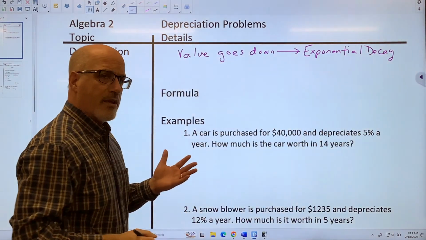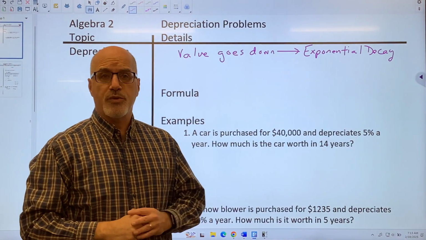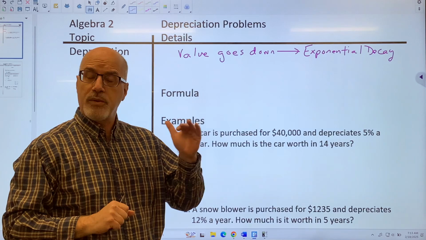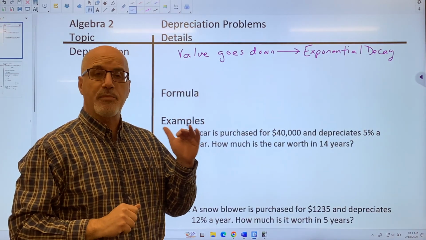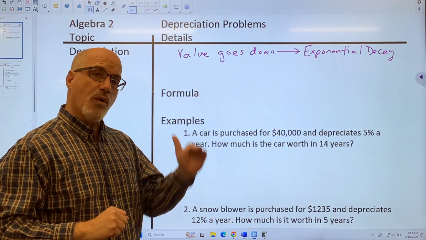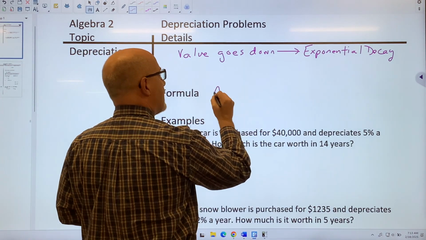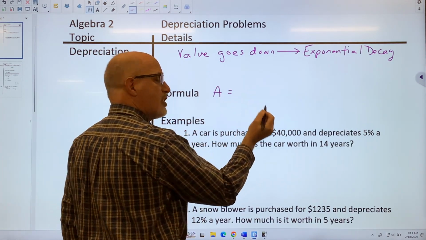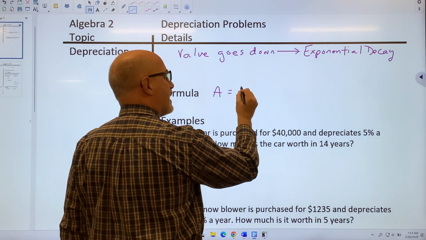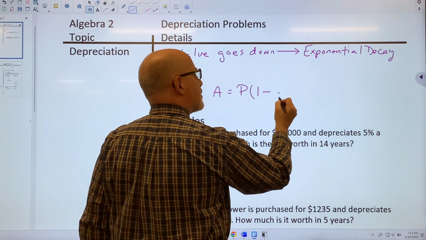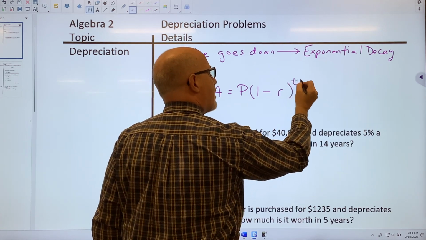Now, the formula for this will look very much like the interest rate problems we did, only the key here is that we're going to subtract the rate. When we're looking at the rate of depreciation, that's going to lower the amount, so we're going to subtract the rate. So our formula is going to be A equal to the initial amount, which we're going to call P again, like it would be principal, times 1 minus the rate to the T power.